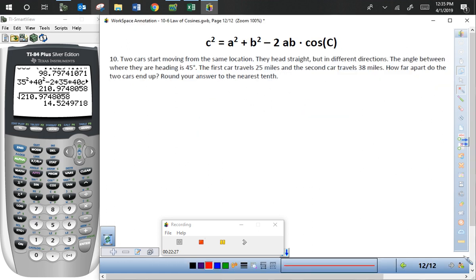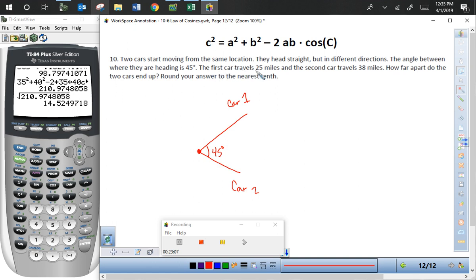Alright, the next one, it doesn't draw a picture for us, but let's read it. It says, two cars start moving from the same location. So we have a point, okay, and our two cars, we have two cars moving from that, so they're going to leave. But it says they head straight in different directions. So we need car 1 go in some direction. See how that's a straight path. And then we want car 2 going in a different direction. So any other direction, doesn't matter. We have car 2. It says the angle between where they're headed is 45. So between these two, we've got 45 degrees.